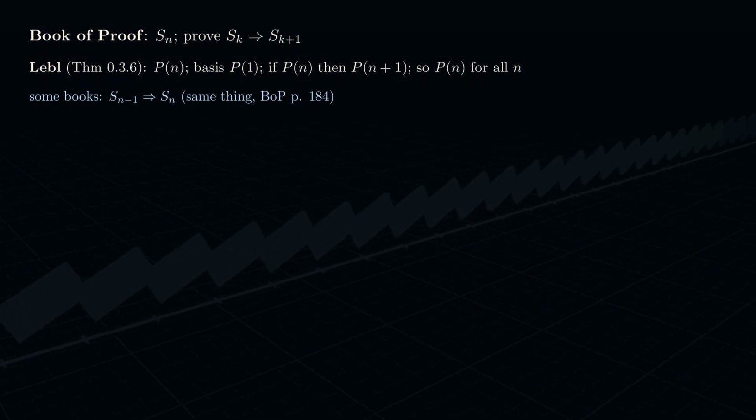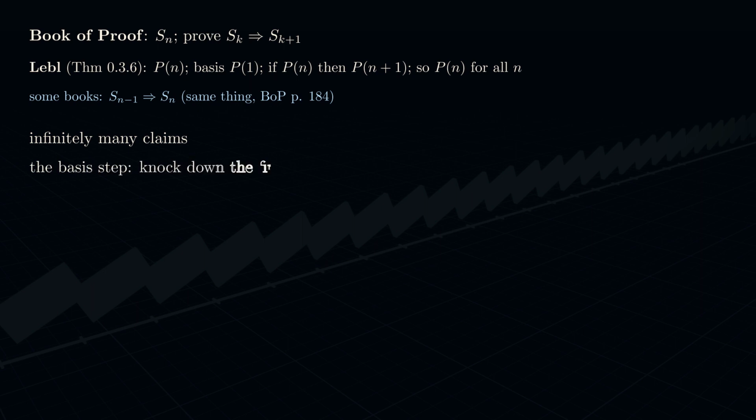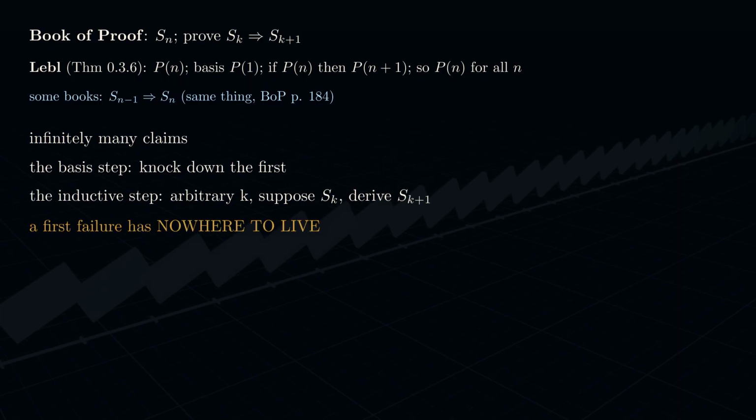Here is what you can now do. Hand me any claim about every natural number. You know it is infinitely many claims. You know a pattern is not a proof. You knock down the first domino, the basis step. You take an arbitrary k, suppose Sk, and derive Sk plus 1, the inductive step. And you know why that settles every case. Because a failure would have a first instance, and a first instance has nowhere to live. You did it for the odd numbers, and for the 3 sums a university question asks for.